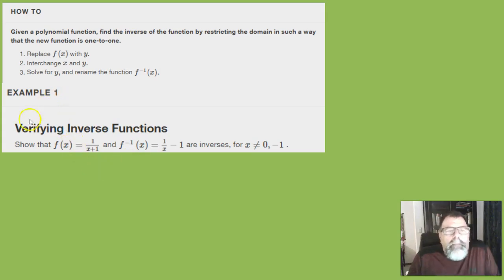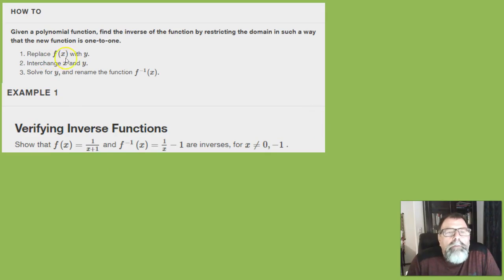Okay, so example 1, verifying inverse functions. Show that f of x equals 1 over x plus 1 and f inverse of x equals 1 over x minus 1 are inverses of each other, for x not equal to 0 or negative 1. So basically for everything else.